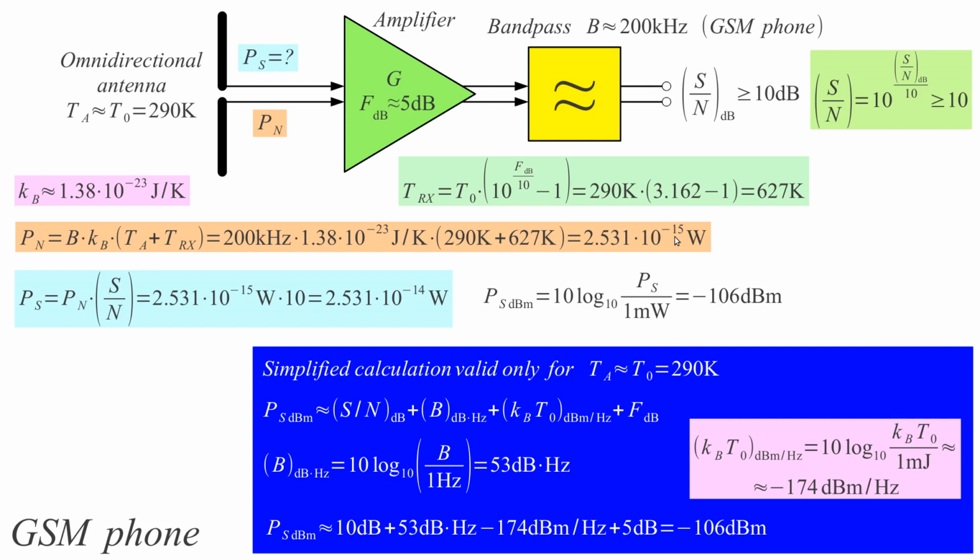This 10 to the minus 15 is a little bit difficult to understand, but it becomes much easier if we convert these figures into dBm. The signal power has to be the noise power times the signal-to-noise ratio. We need a signal-to-noise ratio of at least 10, and 10 dB converted to a ratio is also 10. So 2.5 times 10 to the minus 15 multiplied by 10 is 2.5 times 10 to the minus 14 watts.